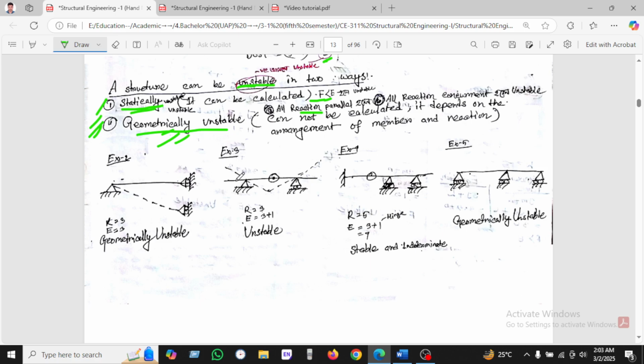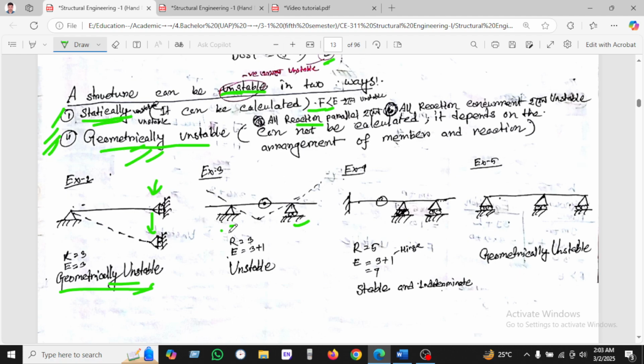Okay, so here we can see a geometrically unstable case, where the support is a roller, and if a load is applied, then the support will go down. That's why this is geometrically unstable. If one is a roller support and one is a hinge support, but there is a pin or hinge in between the two supports, then if we apply a force, it will go down this way.